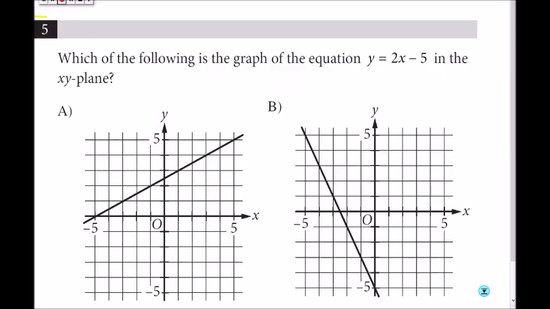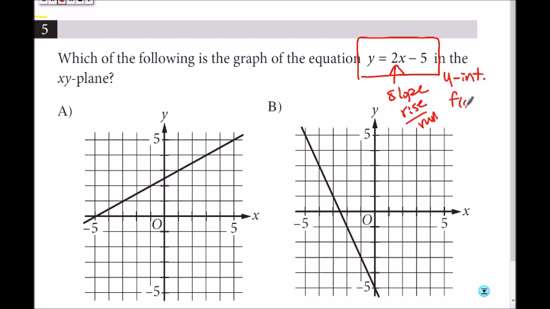Number 5, which of the following is the graph of the equation y equals 2x minus 5? There are lots of questions involving y equals mx plus b. M is what? Slope, rate of change, rise over run. B is the y-intercept, flat fee, what you begin with, right?